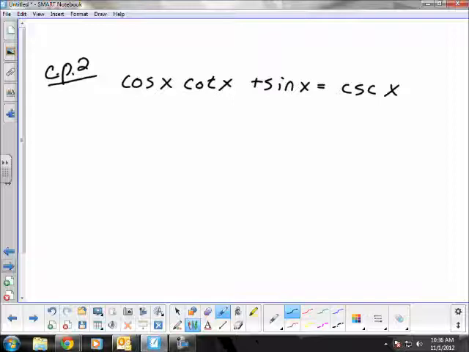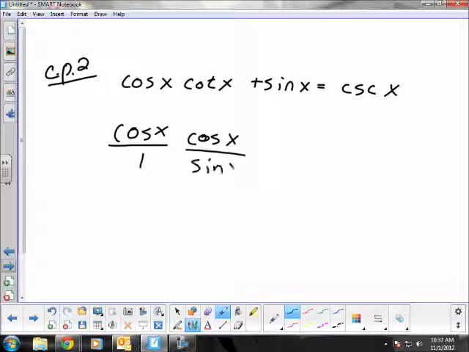All right. So what do I have here that I can work with? If I'm going to use my idea that I used last time about changing things into sines and cosines. No, not yet. I'm working on the left side, remember? The cotangent is the cosine over the sine. Good. Okay, so this is the cosine of x over 1 if I want to make them both fractions, right? Times the cosine of x over the sine of x plus the sine of x.